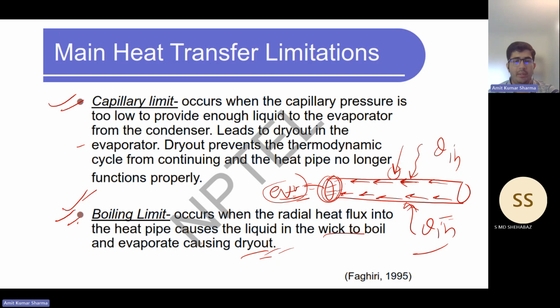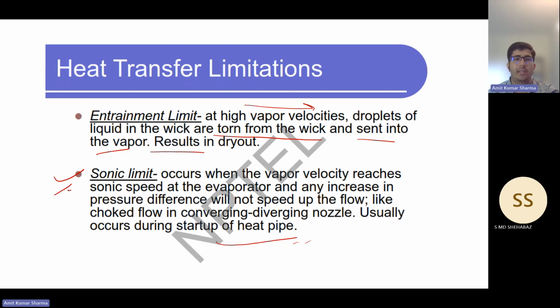The other is the boiling limit. It occurs when the radial heat flux into the heat pipe causes the liquid in the wick to boil and evaporate, causing dry out. The third one is the entrainment limit, that at higher vapor velocities, droplets of the liquid in the wick are torn from the wick and sent into the vapor. That also results in dry out and the heat pipe will fail. Then the sonic limit is there.